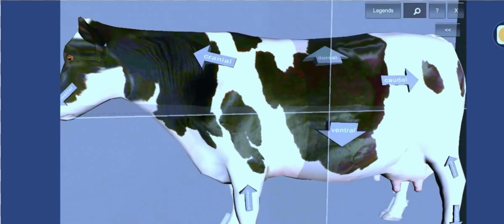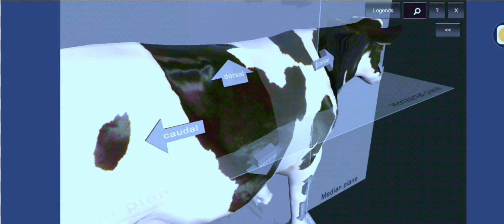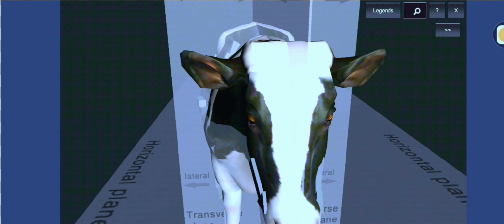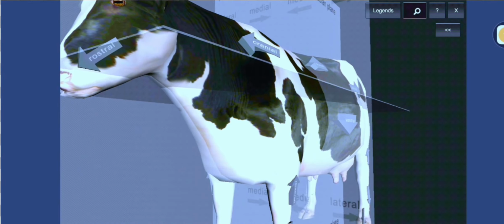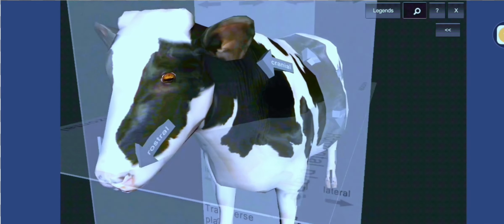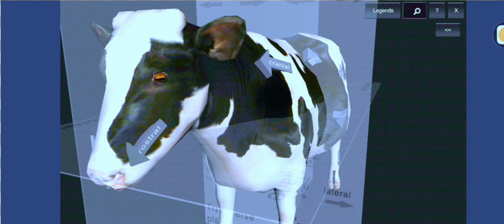Then what things are left? Rostral means near to the nose. We can describe anything which is facing towards the nose as rostral. We can use rostral for anything present towards the nose.